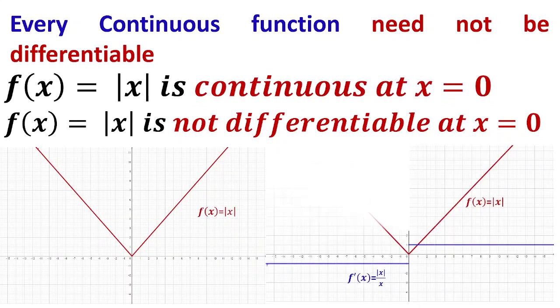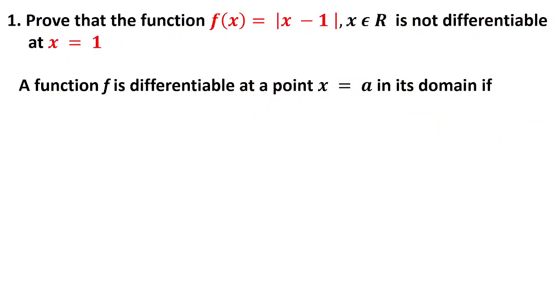You are seeing that the mod x function, on the left hand side, is totally a continuous function. But its derivative, mod x upon x, is not continuous. The derivative of mod x is mod x upon x. It is not continuous. You are seeing that blue colour curve. It just has a break at 0. Good. Let us now try to prove some questions.